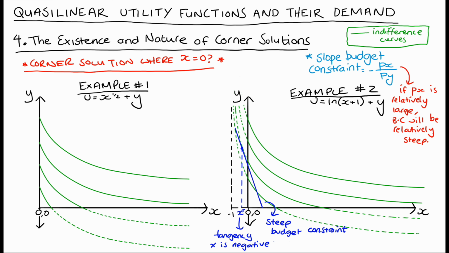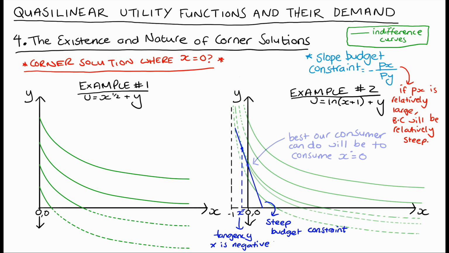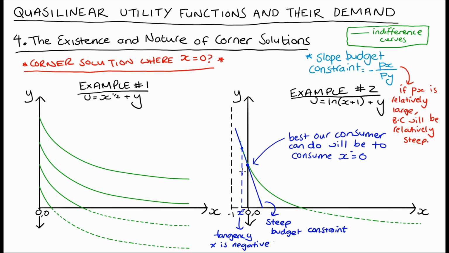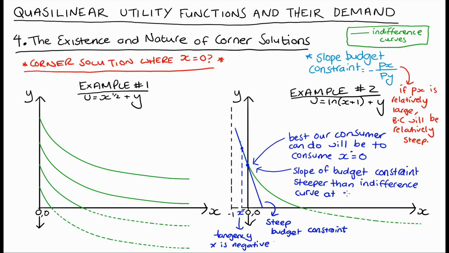That is to say, the highest indifference curve that they can reach, given their budget constraint, will be at the corner. So maybe like this. You can see that budget constraint in blue. Given that budget constraint, our optimum will be consuming on an indifference curve like this right at the corner. So x is equal to 0. We're going to spend all our money on consuming y. Now, it is also worth noting that this solution is characterized by the slope of our budget constraint being steeper than the slope of our indifference curve at that y-axis.